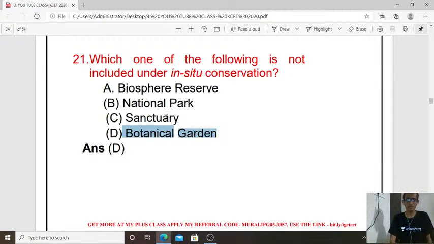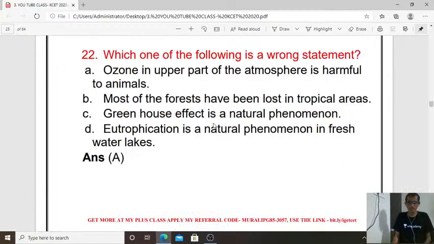But the first three are what? In situ conservation. Conservation of plants in their natural habitat. From the animal point of view also, it is in situ conservation. Ex situ conservation of animals is the zoological garden. Okay, zoo. So the answer is D for the 21st.